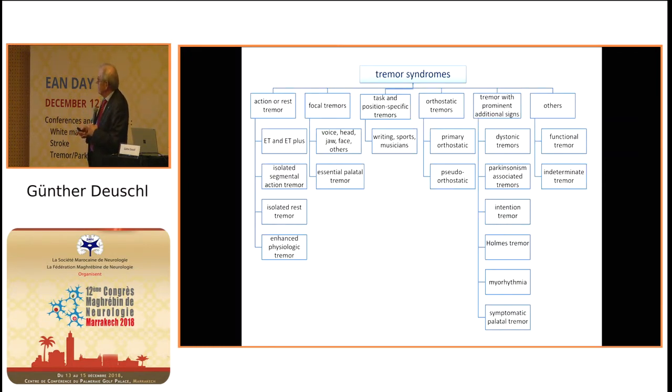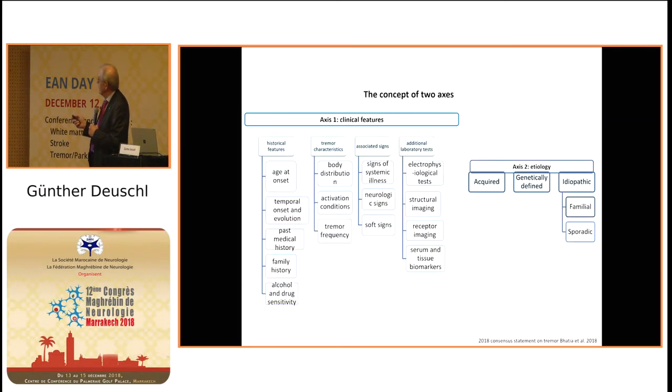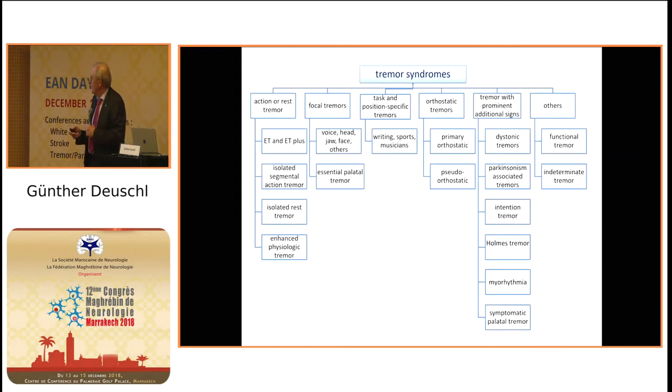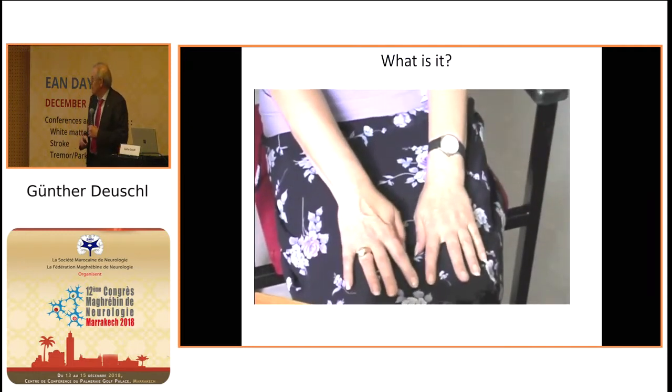Based on these characteristics, which are shown here in axis 1, we can define a number of tremor syndromes. That is shown in this slide: isolated tremors, tremors with additional signs, and others. Here we have the dystonic tremors, Parkinsonism-associated tremors, and intention tremor. Now we will just look at cases, and I want you to make your diagnosis and your interpretation.